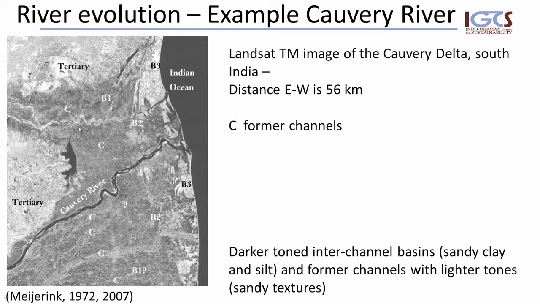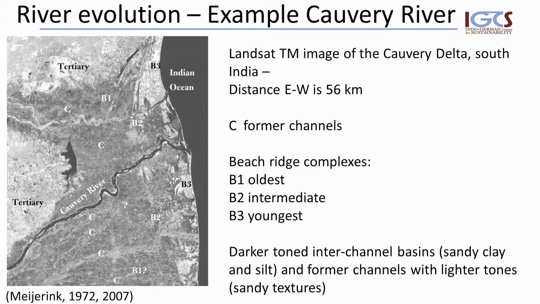So the letter C here indicates those former channels of the Kaveri River, which, although the landscape has been worked and cultivated over so many centuries by farming communities, still those paleo structures are well visible on such images. And what we can also see is the old beach line in the dunes, which appear here as white sand formations, very far inland today.